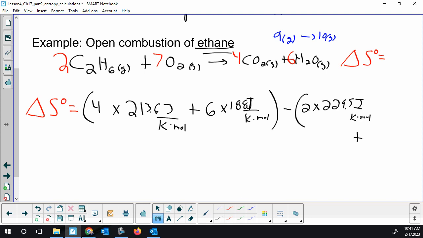And last, I have oxygen. Now in enthalpy, the formation of anything in its elemental form was 0, but that's not true in entropy. You still have to look up your elements. So our oxygen is 205.0 joules per Kelvin per mole. Okay? There's not 0 entropy for elements. That is not the case.